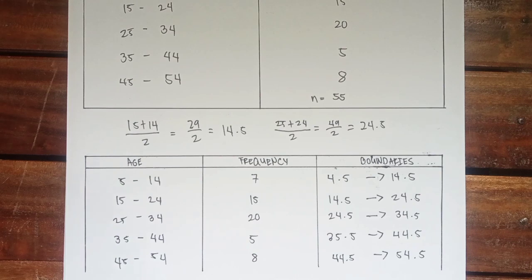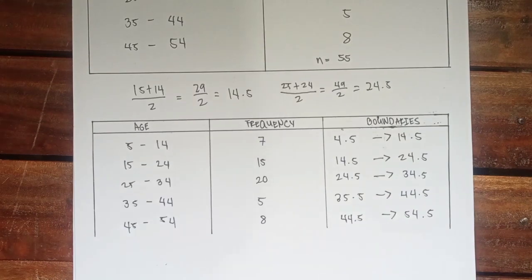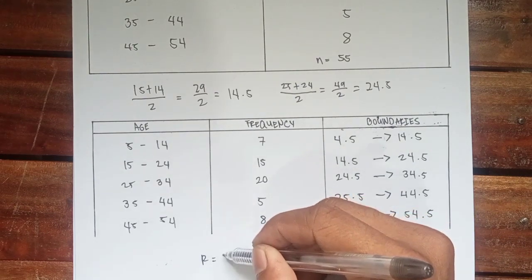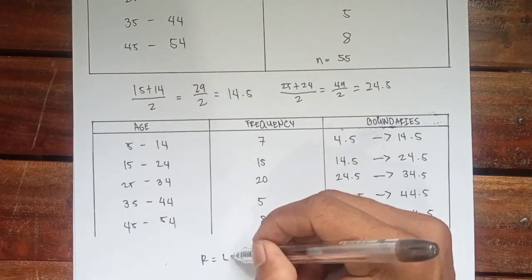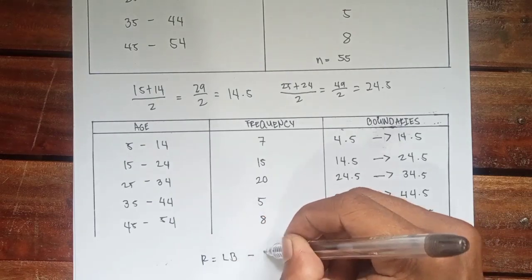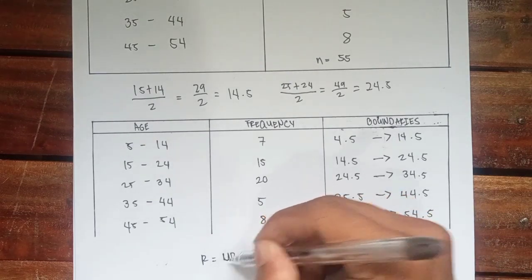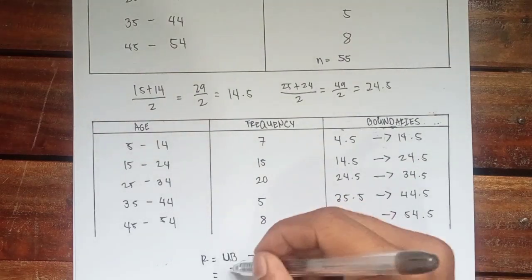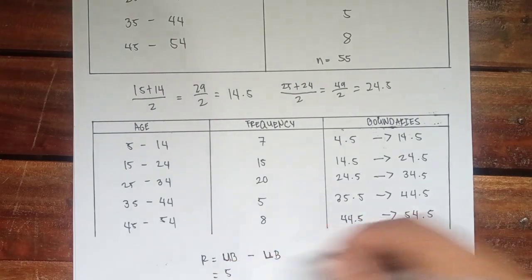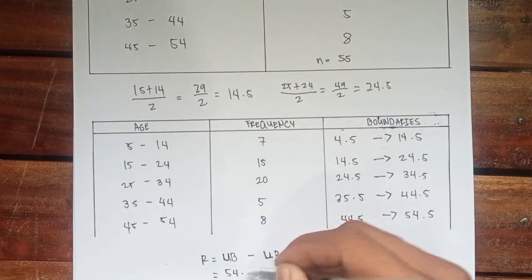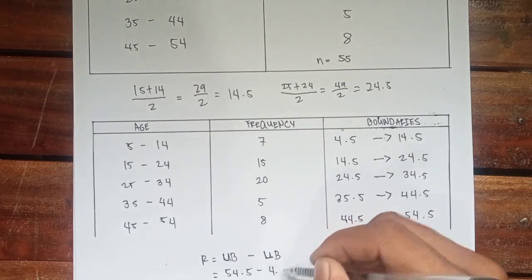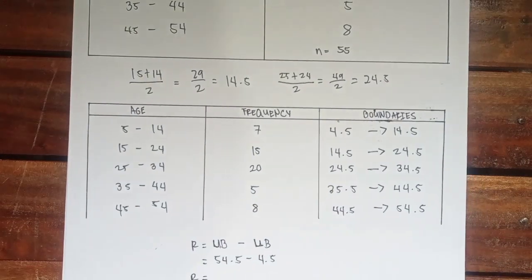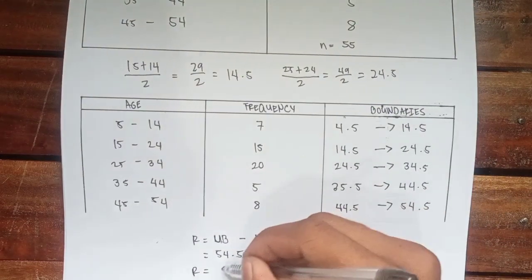So para makuha ang ating range, need to do is R is equal to upper boundaries minus lower boundaries. So it's equal to 54.5 minus 4.5. So our range is equivalent to 50.